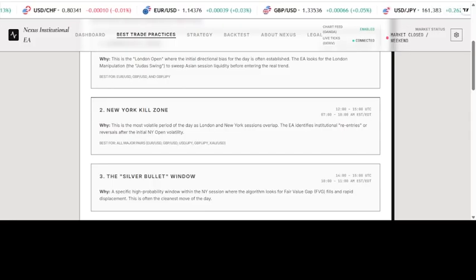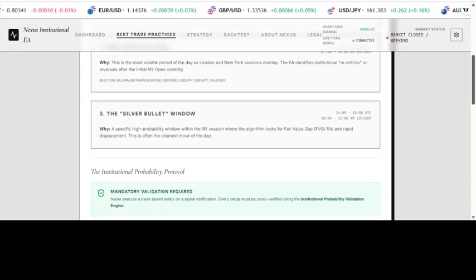Then there's the silver bullet window. If anybody knows Forex trading, that's after everything, when the market is open and everything is kind of stabilized. This is actually one of the best times to look for trades. And this occurs anywhere from 10 to 11 a.m. Eastern Standard Time, 14 to 15 Universal Time. All right.